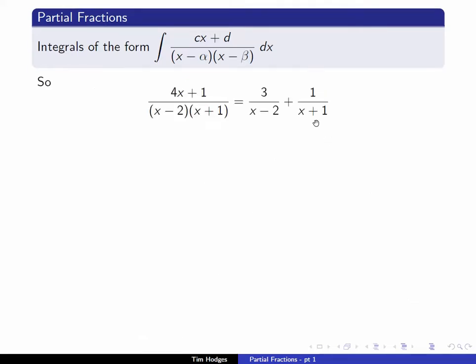Our algebraic procedure has given this identity, which we can check by doing the same process, putting the right-hand side over a common denominator and rewriting it, and we'll get the left-hand side.